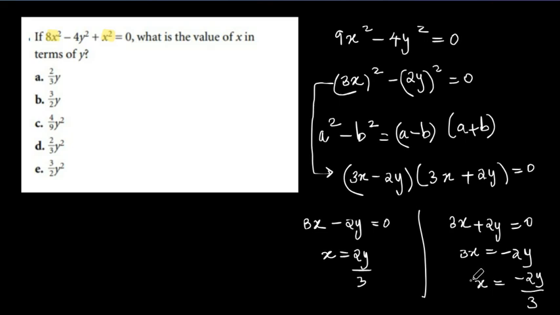So from the given options, you can see that the correct one is option A, which is 2 over 3 y. So our right answer is option A.